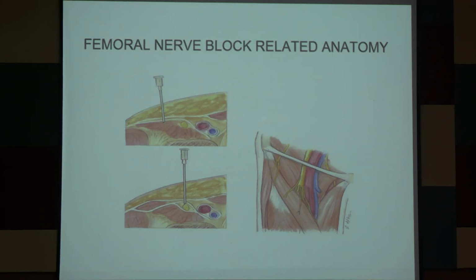It is very simple. PNS guided also: you will be palpating the artery, and you will go lateral to it. Once you hit the nerve, there will be twitches in the leg. Then you know you have hit the femoral nerve. And USG guided again is the same.